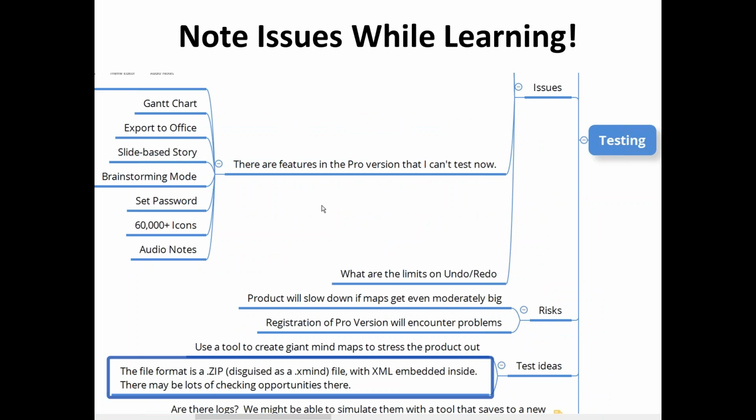And while we're learning, we identify issues. Here, for example, are some of the things that I can't test because I'm working with the publicly available version of XMind: features in the Pro version. So Gantt chart, export to Office, slide-based stories, brainstorming modes, setting passwords, and so on. All the icons that are claimed by the product are things I can't test. I don't have access to them. So I will talk about those things as a tester.